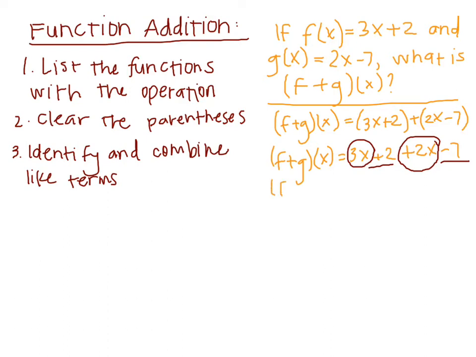When it comes to combining like terms, let's rewrite all of this. So we have the x terms. Remember the 2x was positive. And then we have our constants. Remember the 2 was positive and the 7 was negative. So 3x plus 2x is going to give me 5x. 2 minus 7 is going to give me negative 5.